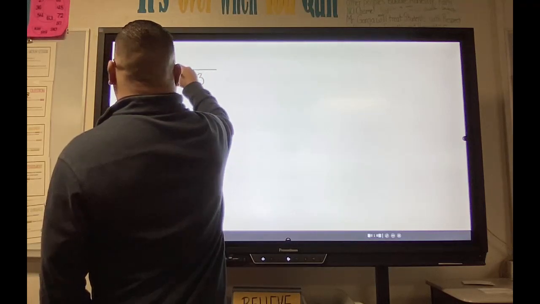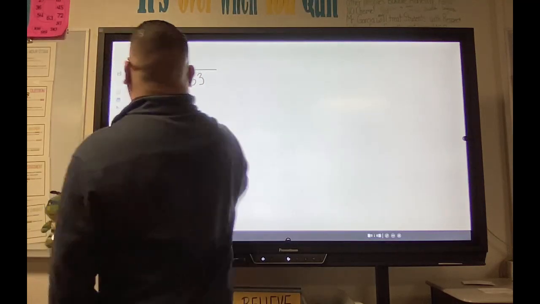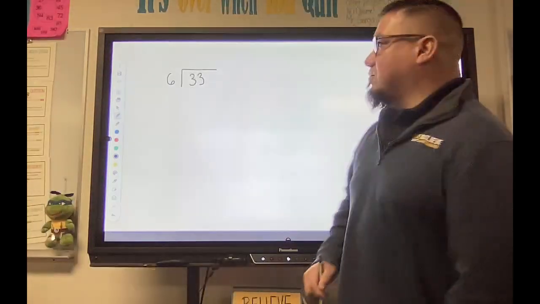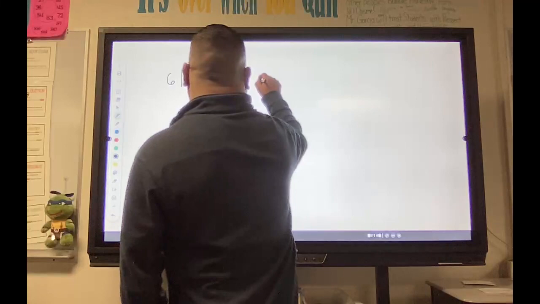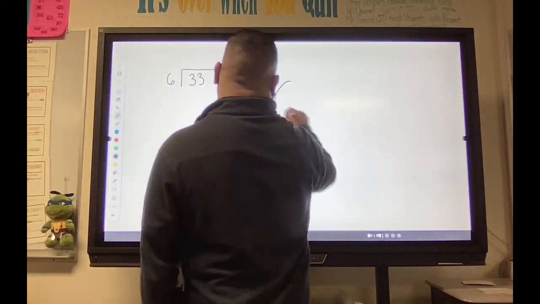33. Okay, what is the divisor? 6 friends. 6 friends, okay. 6 tells us how many groups we're going to make, right? The divisor tells us how many of these circles we're going to make. So here's my illustration.